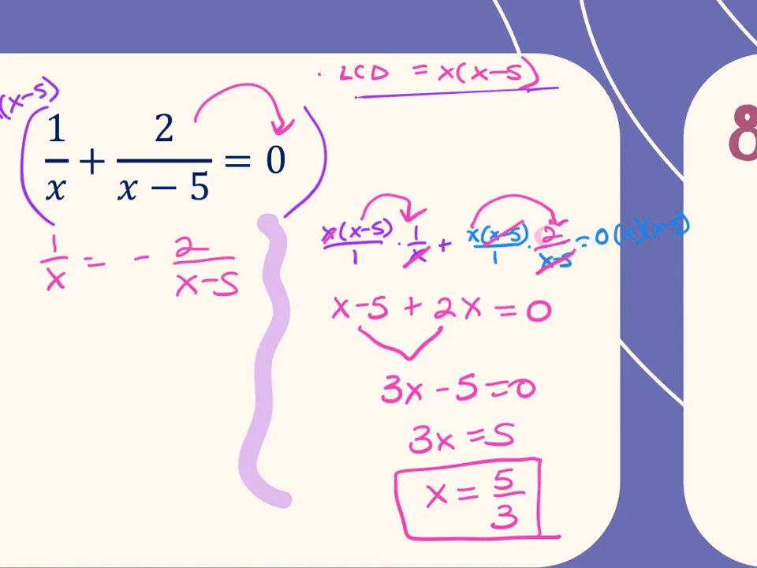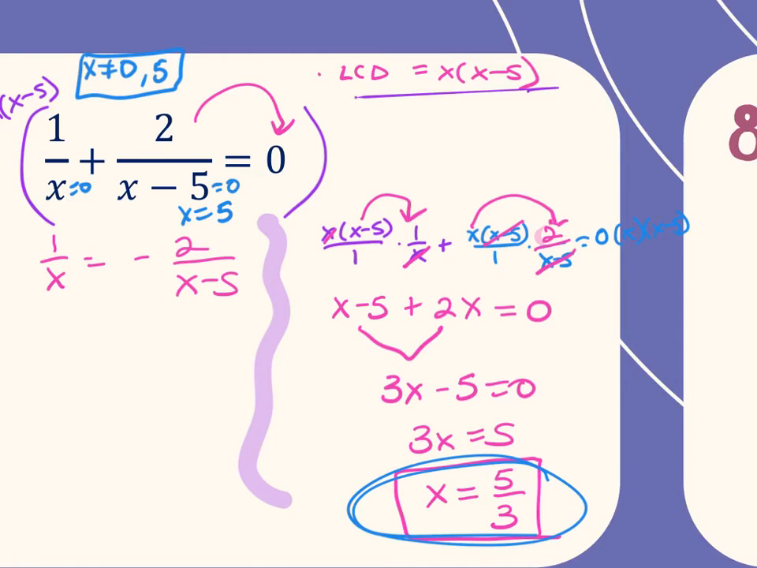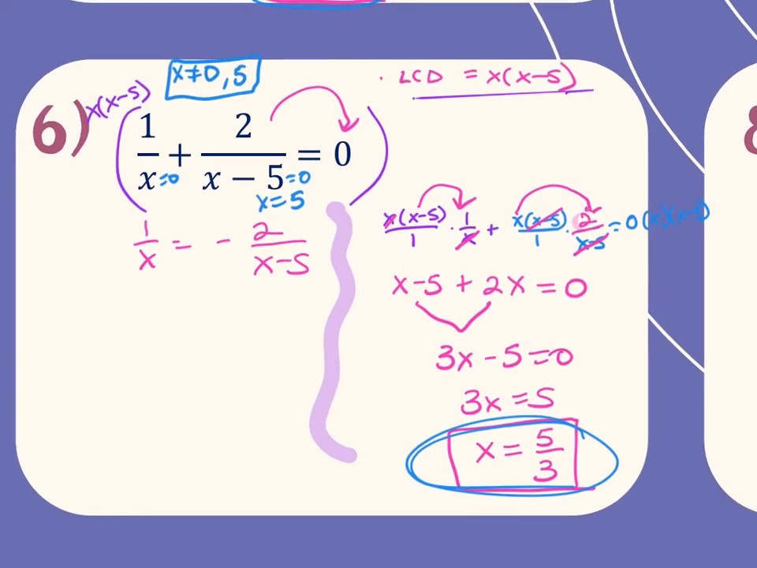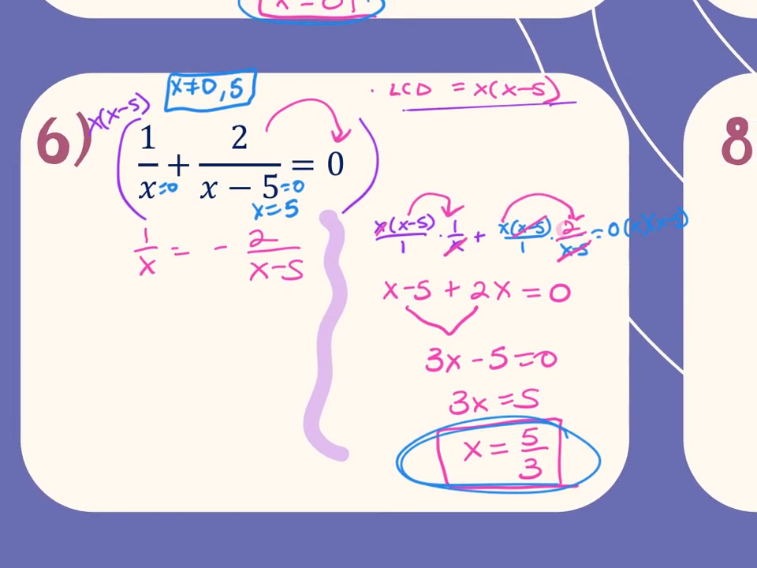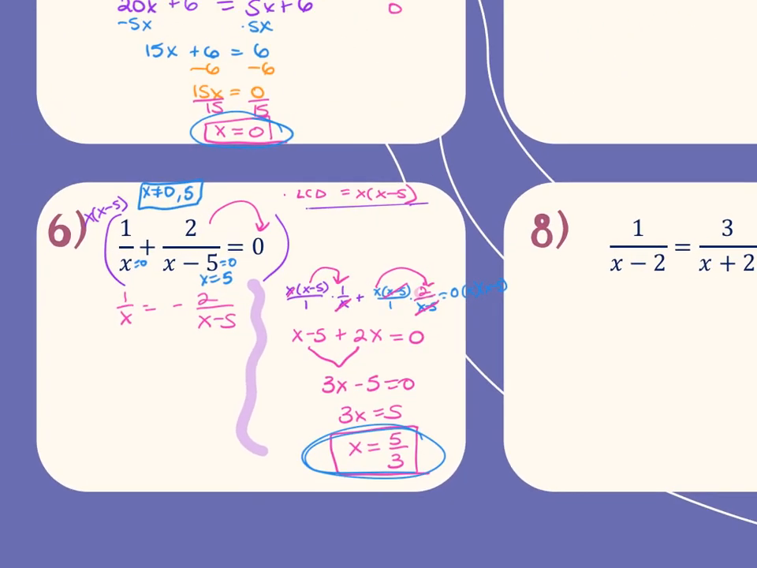With me so far? Now go back to your question. If I set this equal to 0, then my restrictions from the beginning are x cannot equal 0, and I set this one equal to 0. x can also not equal 5. So either of those answers would have been extraneous, but neither of those are here. So I keep my answer. Still good? From home, still good? Yes. Thank you.